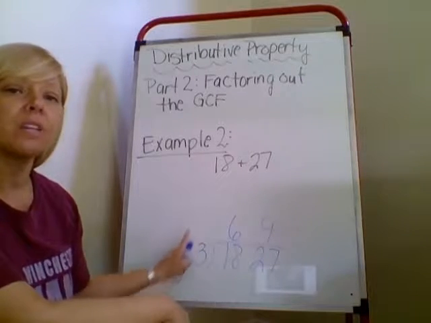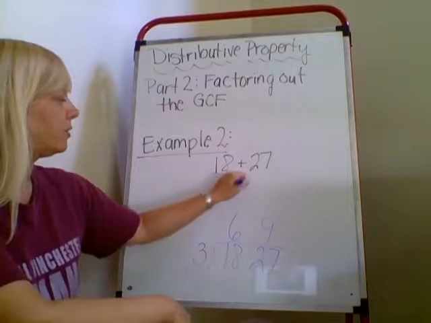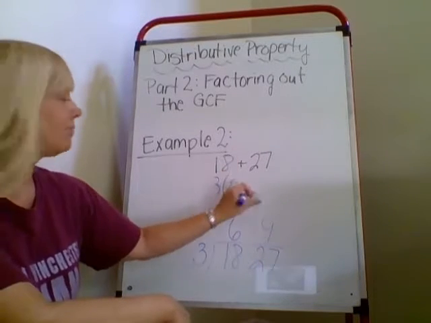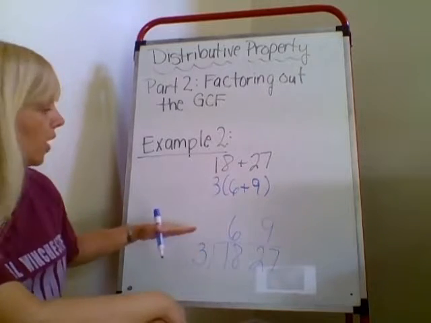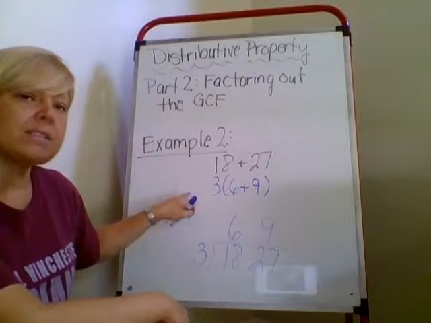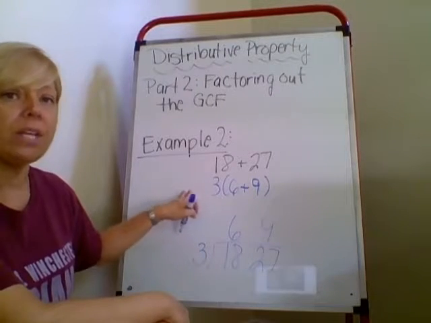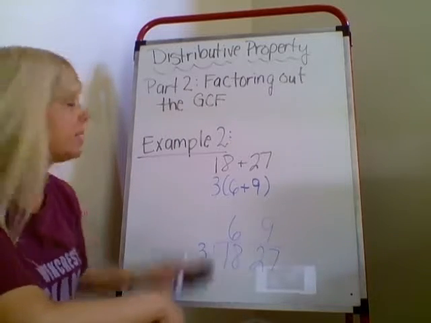So this is, again, one equivalent form of 18 plus 27. I have 3 groups of 6 and 9. So 3 groups of 6 is 18. 3 groups of 9 is 27. So this right here is an equivalent form, but 3 is not my greatest common factor. So I want to keep going because we need to find the greatest common factor. That's the whole point of doing this exercise.